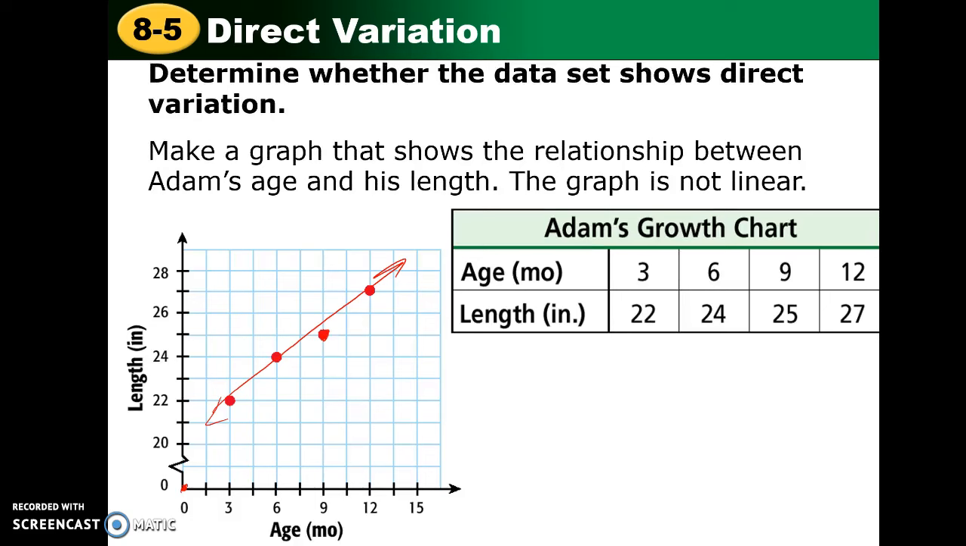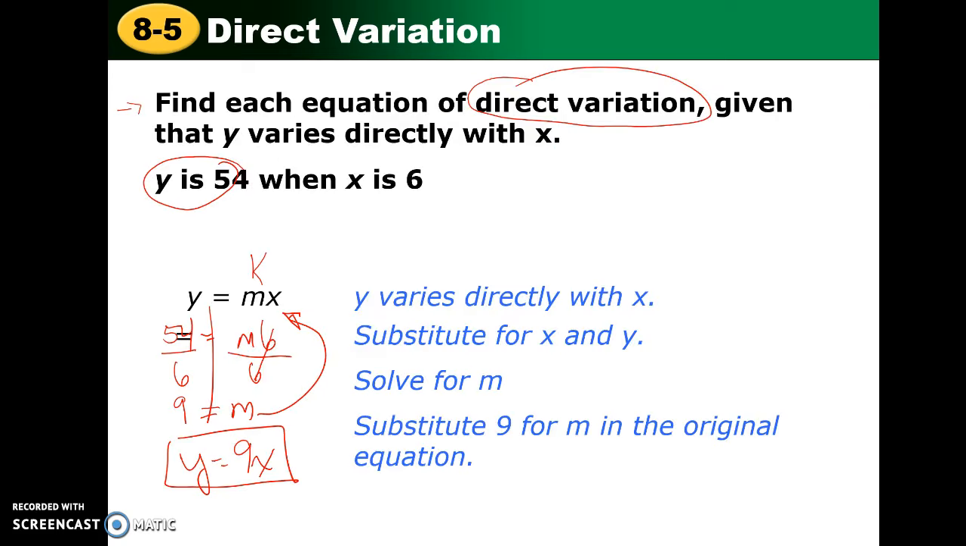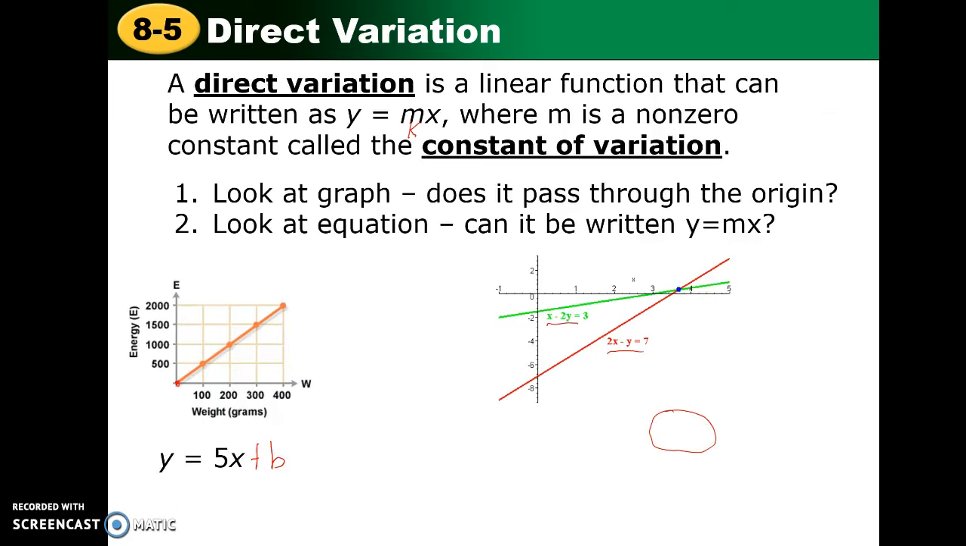We could try to write it as an equation, but I'm not going to do that because that would take too much of your time, and I'm over my limit. So hopefully you learned a little bit about direct variation. Right there, y equals mx. It has a constant of variation. You can look at a graph, you can look at the equation, or you can look for proportionality.